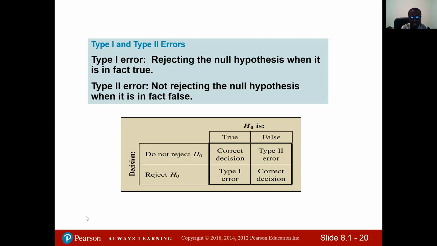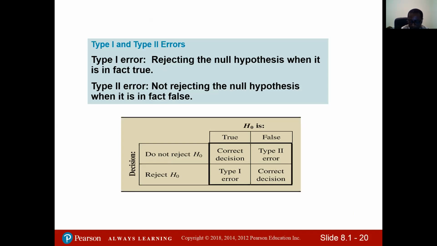Now, two types. Type 1 error is that we reject the null hypothesis when in fact it is true. In other words, somebody is innocent, but the person went to jail. Type 2 is that the null hypothesis is not true, it's false, but we fail to reject it. In other words, somebody committed a crime, but he went scot-free.